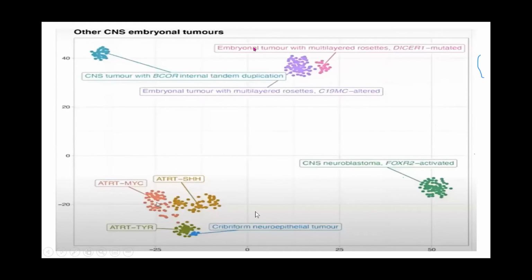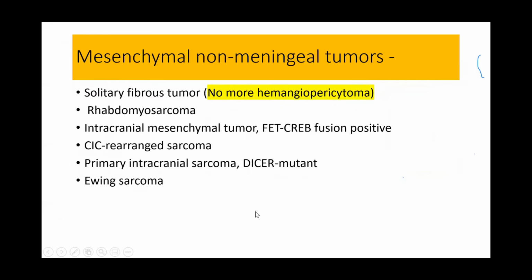However, earlier on it was called the embryonal tumor with multi-layered rosettes, C19MC altered. But in this group of tumors, what has been observed is DICER1 mutation as well. So it has its subtypes based on molecular features.